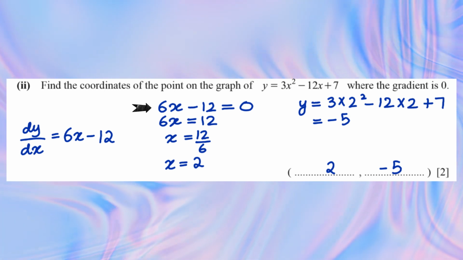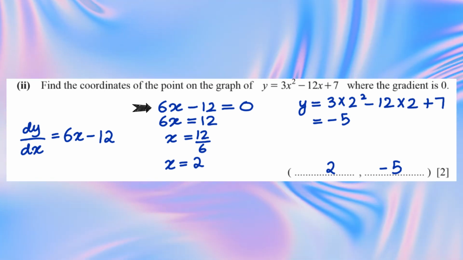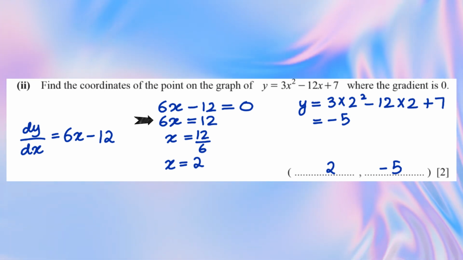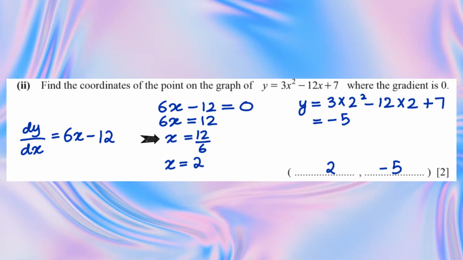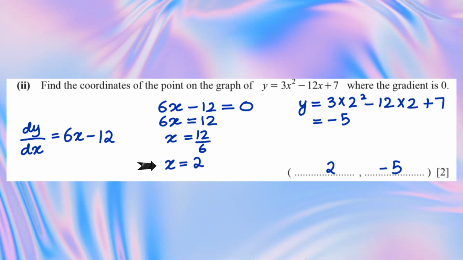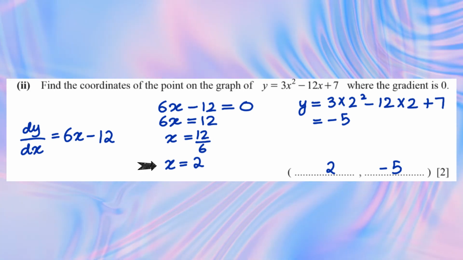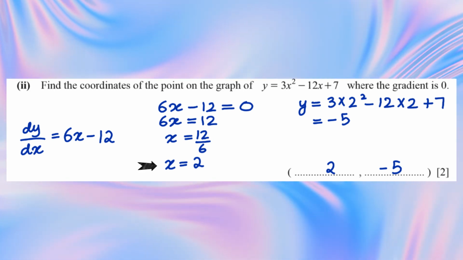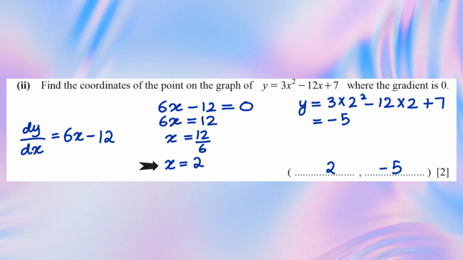So, now we'll solve for x in 6x minus 12 equals 0. Add 12 to both sides. Then divide both sides by 6. Simplifying, we get that x equals 2. So, we know that the point where the gradient is 0 on the graph has the x-coordinate 2.